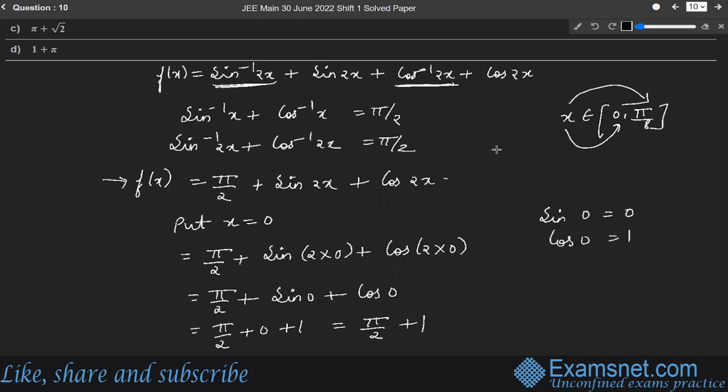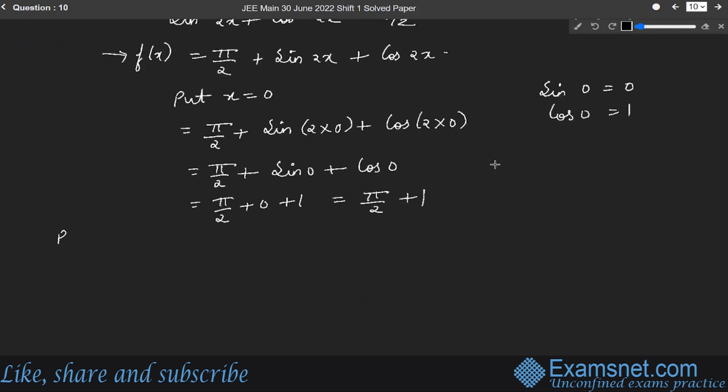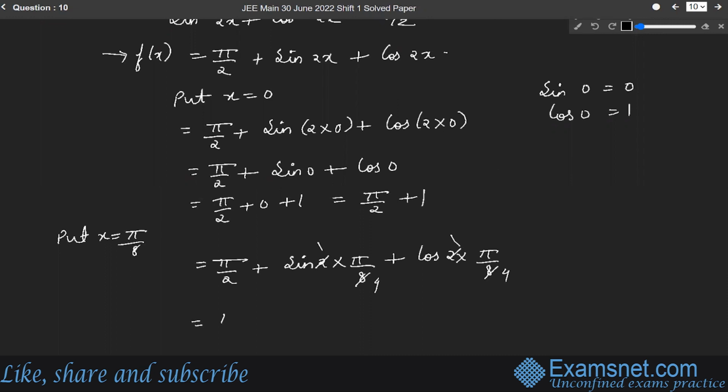Now let us find the maximum value by putting x equal to pi by 8. So when we put x equal to pi by 8, we have pi by 2 plus sine 2x, meaning 2 into x. What is x? Pi by 8. Plus cos 2x, so cos 2 into x, where x is pi by 8. 2 ones are 2, 2 fours are 8, again 2 ones are 2 and 2 fours are 8. So we have pi by 2 plus sine pi by 4 plus cos pi by 4.